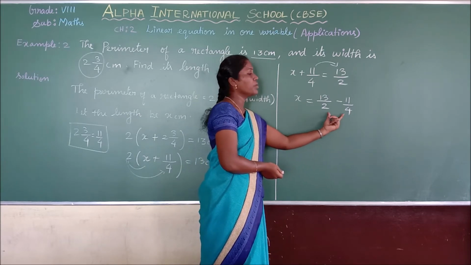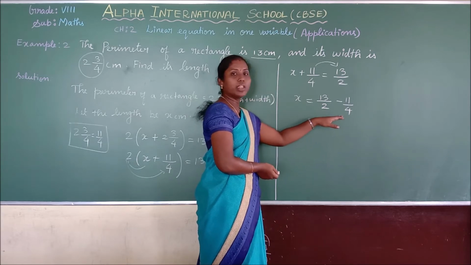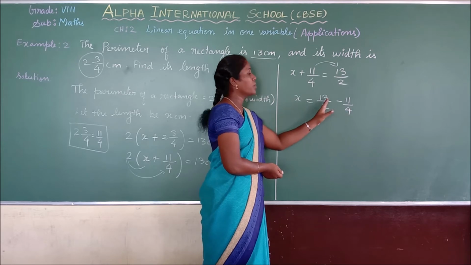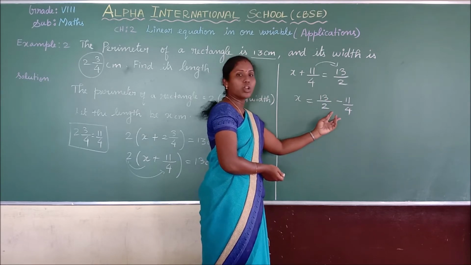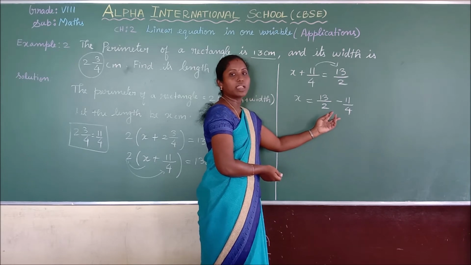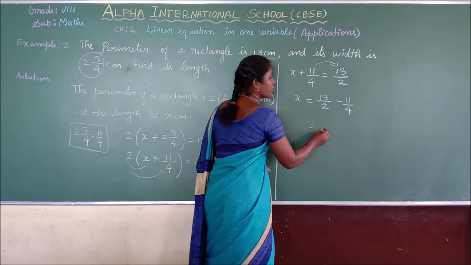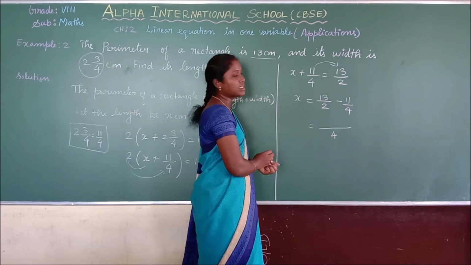Before that, whenever you are adding or subtracting rational numbers, surely you have to check the denominator. If the denominators are the same, you can add or subtract the numerators as they are. If the denominators are not the same, you have to take the LCM and then solve the problem. Now take the LCM for 2 and 4. What is the LCM for 2 and 4? It is 4.